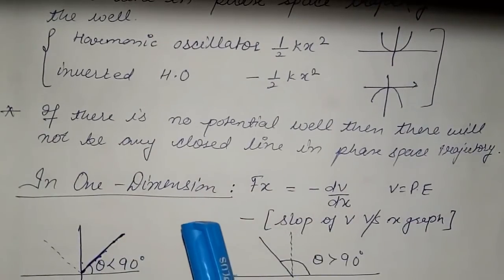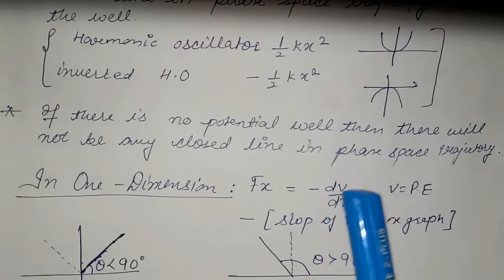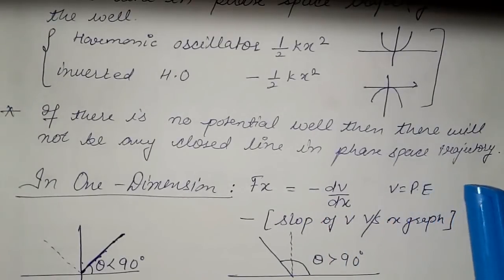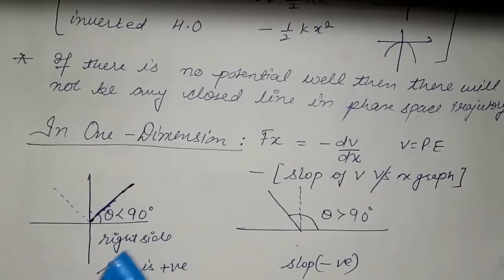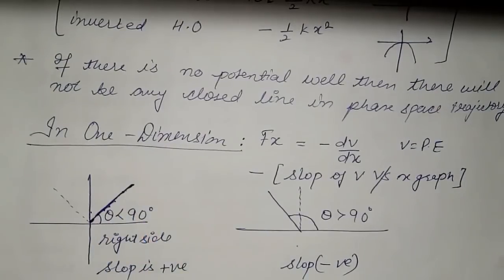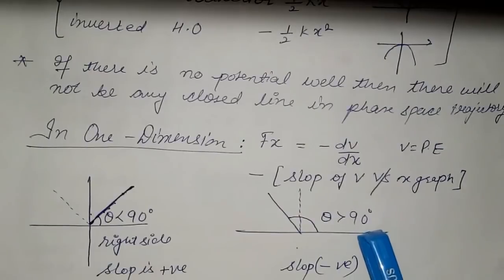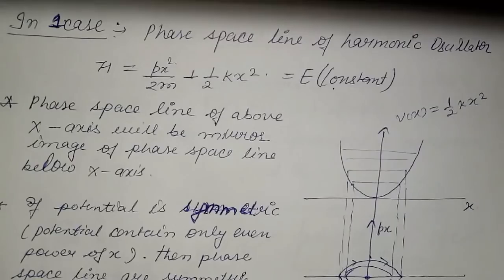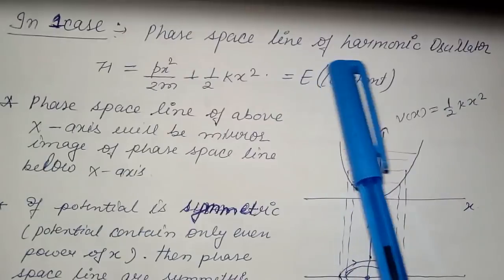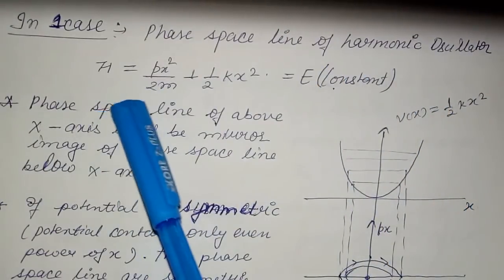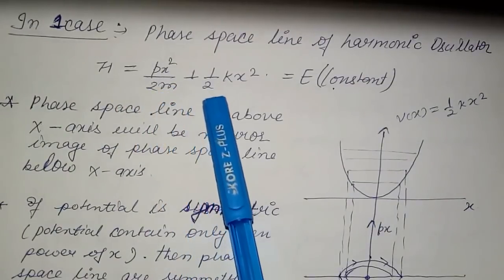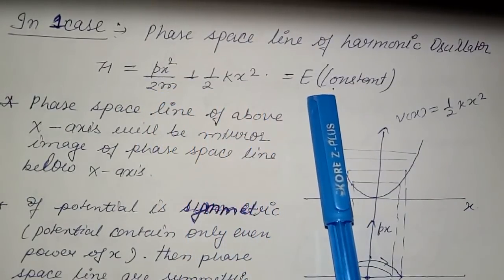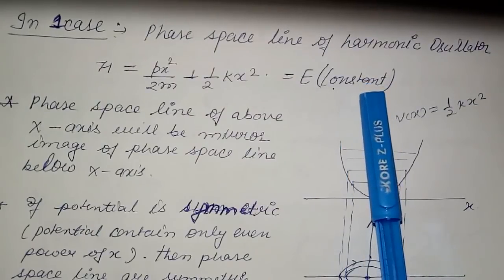So in one dimension, F(x) equals minus dV upon dx, where V is the potential energy, the slope of the potential versus x graph. When it is positive, it will turn one way, and if it is the other, then it will turn opposite. In the first case, the phase space line of harmonic oscillator: Hamiltonian equals Px square upon 2m plus half kx square, equal to the total energy, and it will be constant.